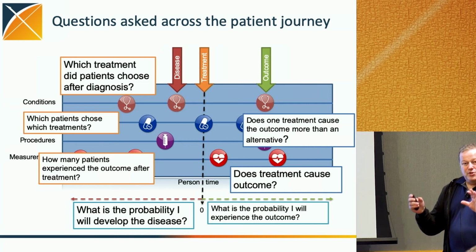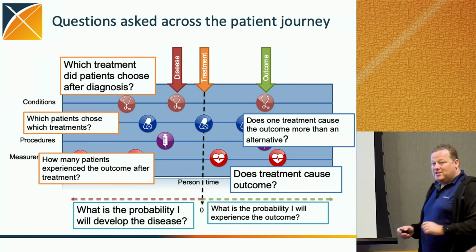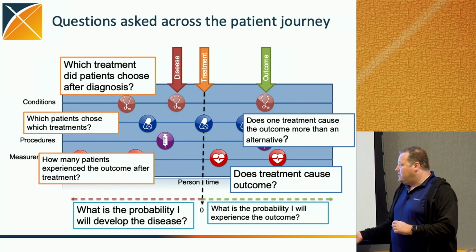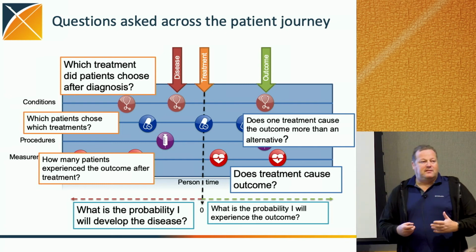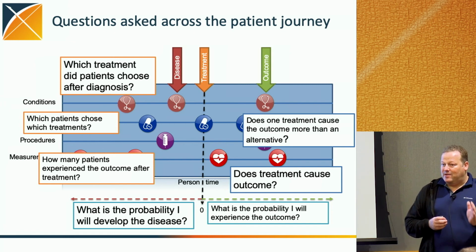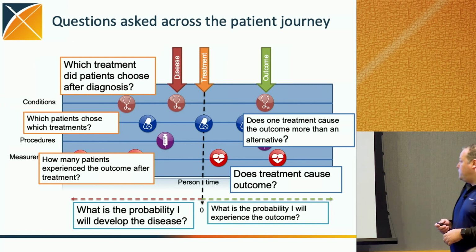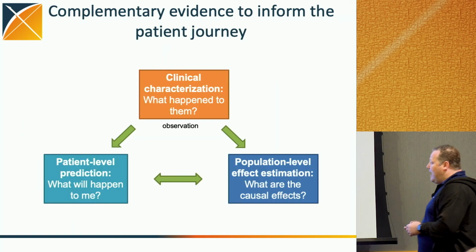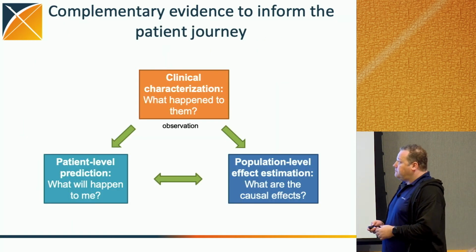Another part of the research that we do is related to patient-level prediction. And that's trying to answer the question, what's the probability that I will develop disease? Now you know all my history. Can you say something about my future? What's the probability that I will experience the outcome?